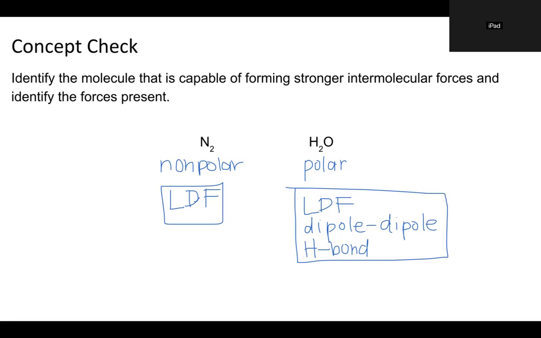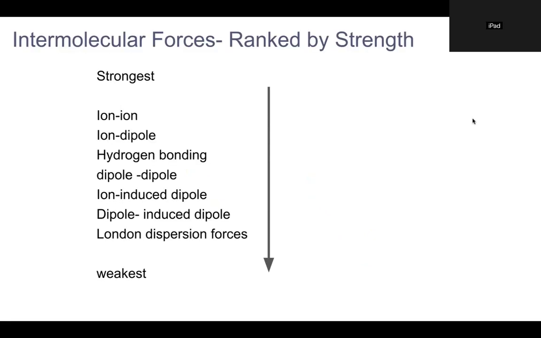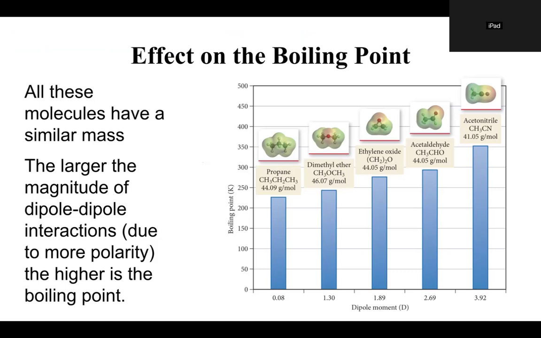So to wrap up our unit 3.1, and we're going to do some practice problems at the start of next class, the strongest intermolecular forces to weakest are ranked here, and it's in order of how we talked through them. We have ion-ion forces, ion-dipole forces, hydrogen bonding, then dipole-dipole forces. We didn't talk all too much about ion-induced dipole because we don't really see them, but it's the same fundamental principle as dipole-induced dipole, except instead of a polar molecule, we have an ion present. And then we have dipole-dipole forces and then London dispersion forces.